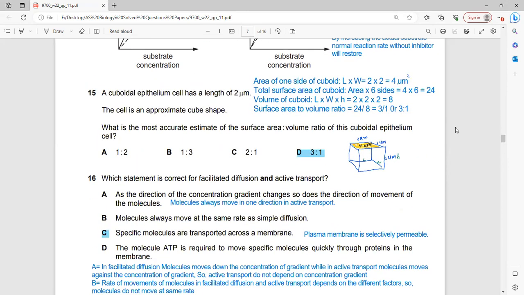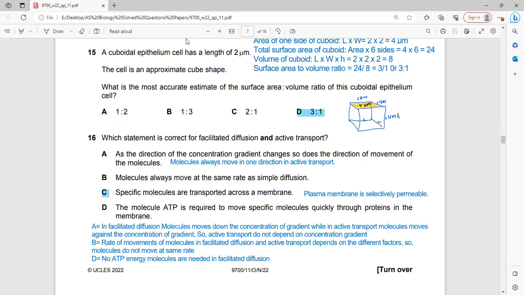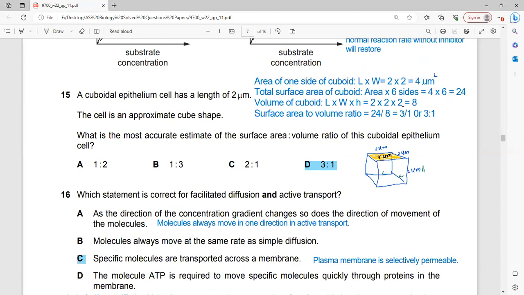The next question is about the calculation of the surface area to volume ratio. A cuboidal epithelium cell has a length of 2 micrometer. This cell is approximately cube shaped. What is the most accurate estimate of the surface area to volume ratio? Each length is given as 2 micrometer. So it's cuboidal, and length, width, and height are all 2 micrometer.